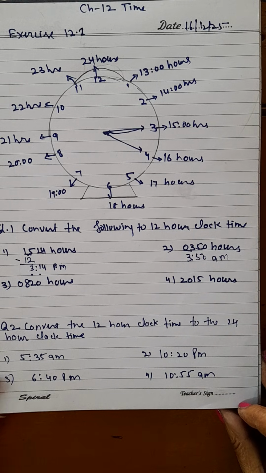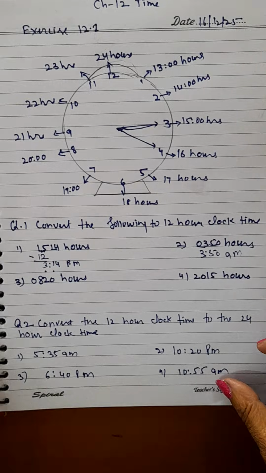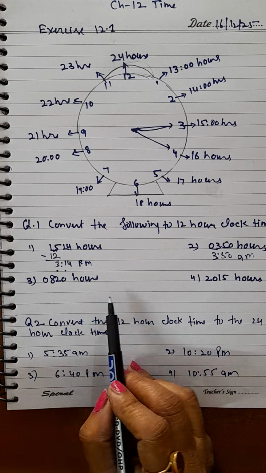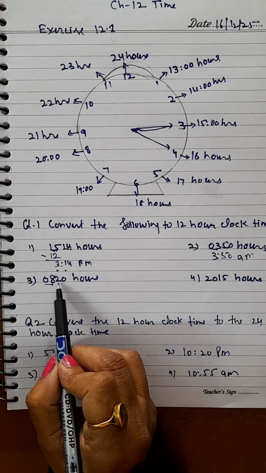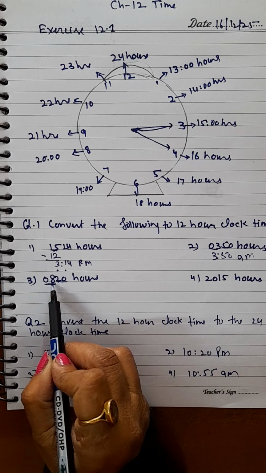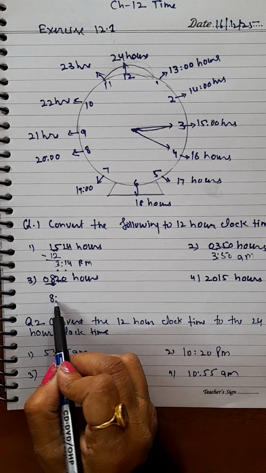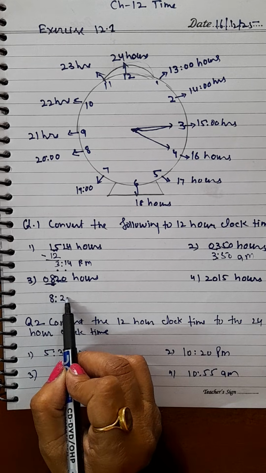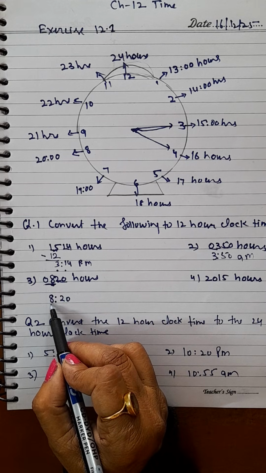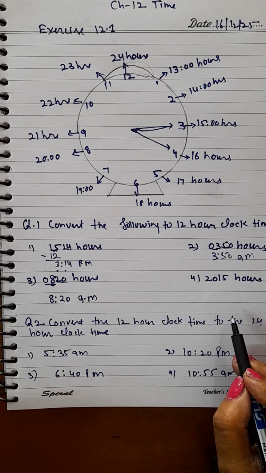Now the next part of the question is 0820 hours. First two digits are hours, last two digits are minutes. Because hours are less than 12, there is nothing to do, only we will separate hours and minutes by using a colon, and because the time is less than 12, we will write AM because this is the time before midday.